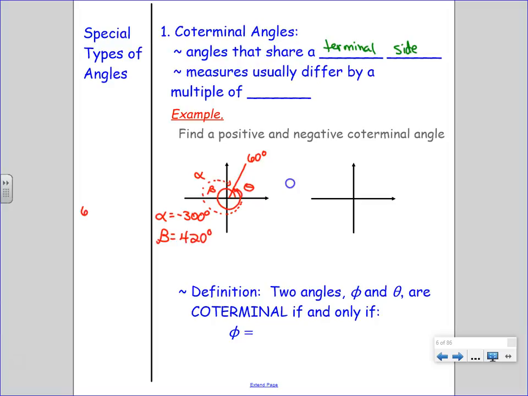Well, this one came from 60 minus 360, right? That's how we got the first one. That is a negative angle. This one came from 60 what? Plus 360. Question. Is there any way of ending at the exact same place without adding or subtracting a full multiple of 360?